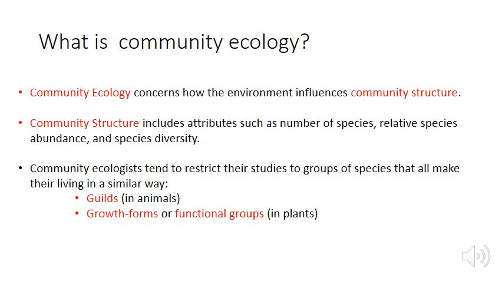Incidentally, community ecologists tend, as a rule, to restrict their studies to groups of species that all make their living in a similar way. And in animals, we call these guilds. So, for example, a community ecologist might study pollinators, and they might be many varied species, but we could think of those as the guild of pollinators. Similarly, ecologists might study grazing animals, and again, we could refer to this as a guild. In plants, we refer to these things as growth forms or functional groups. So an ecologist might study annual plants, or they might study long-lived trees. These are growth forms or functional groups.